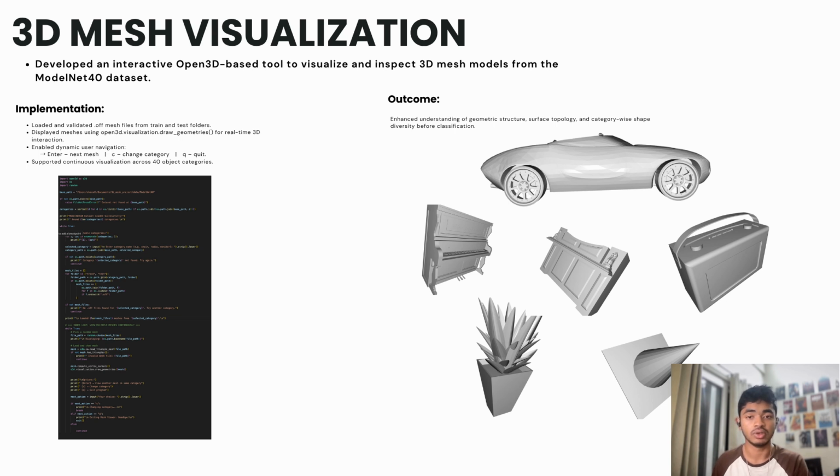In the demonstration video, I showcased the tool by exploring a few categories such as chairs, radios, tables, and cars, showing how geometric patterns vary across them. We'll continue after the video.